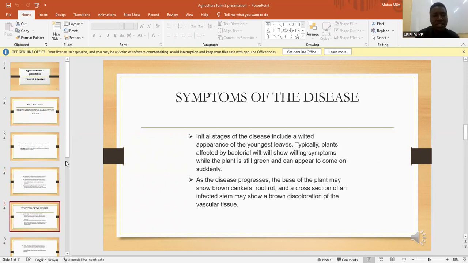Actually, what are the symptoms of this disease? If you want to know that the plant has been affected by bacterial wilt, we find that at the initial stages, when the plant is young, the youngest leaves start to wilt. At the same time, the plant can still appear green, but eventually it turns dark. As the disease progresses, the base of the plant may show brown fungus and root rot, and the cross section shows brown discoloration of the vascular tissue.